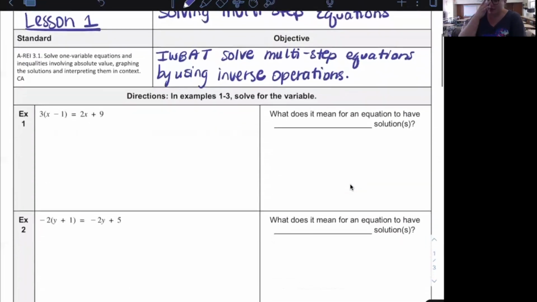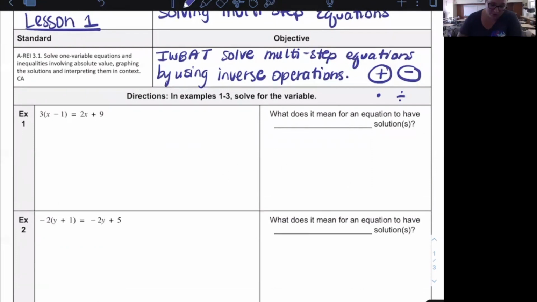So inverse operations are kind of like opposite operations. They like cancel each other out. So for example, to cancel addition, we would use subtraction. To cancel multiplication, we're going to use division, and vice versa for both of those.